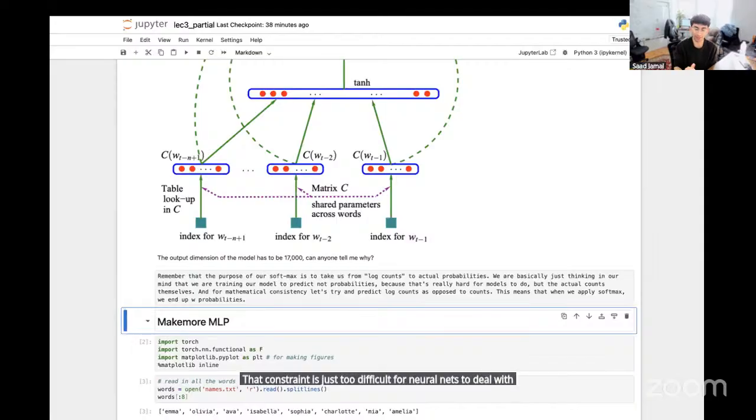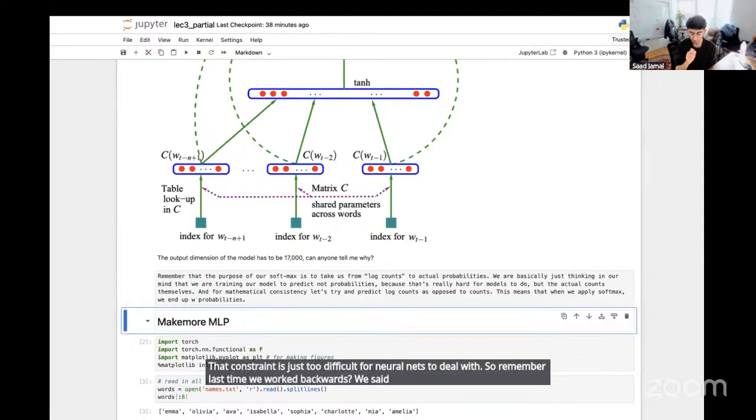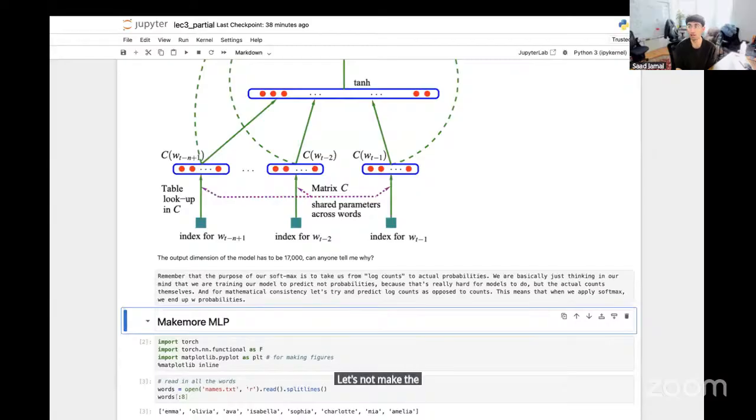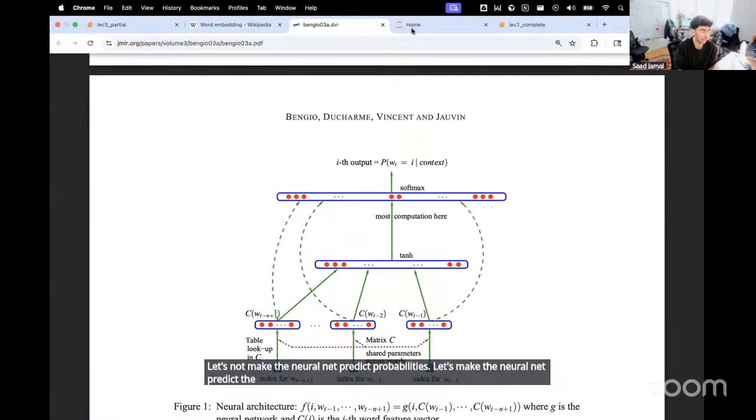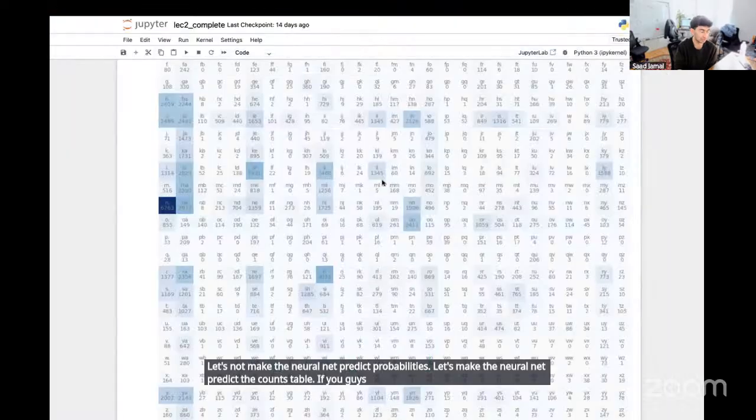So remember last time we worked backwards. We said, okay, fine. Let's not make the neural net predict probabilities. Let's make the neural net predict the counts table. If you guys remember the counts table from here. Okay, neural nets can predict counts. And once we have counts, it's really easy to go to probability, right? Sum up all the counts. Each count gets divided by its sum. Boom, that's a probability distribution.